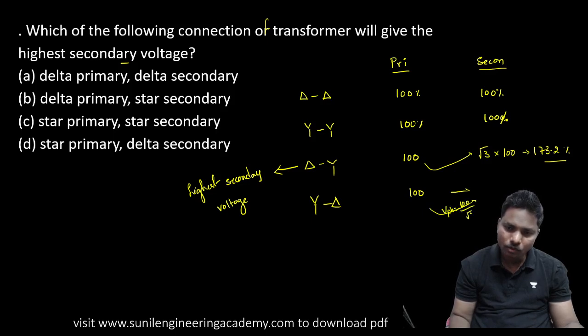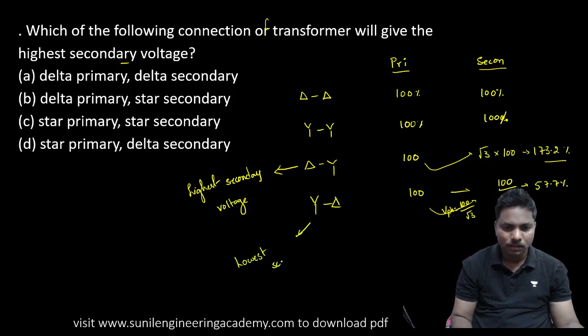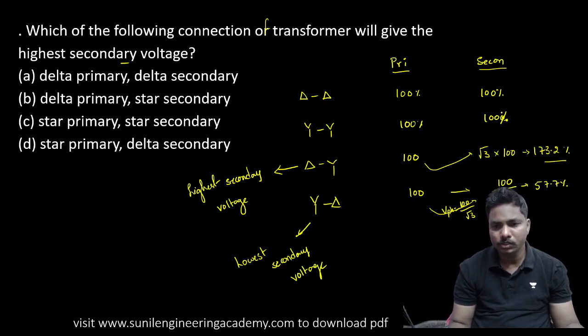100 by root 3, so 100 by root 3 you will get, that is 57.7%. So that means lowest secondary voltage. If you are giving line value 100, here also 100, here 100, here also 100. Whenever coming to conversion delta to star, in star line value is equal to the highest, root 3 into 100.